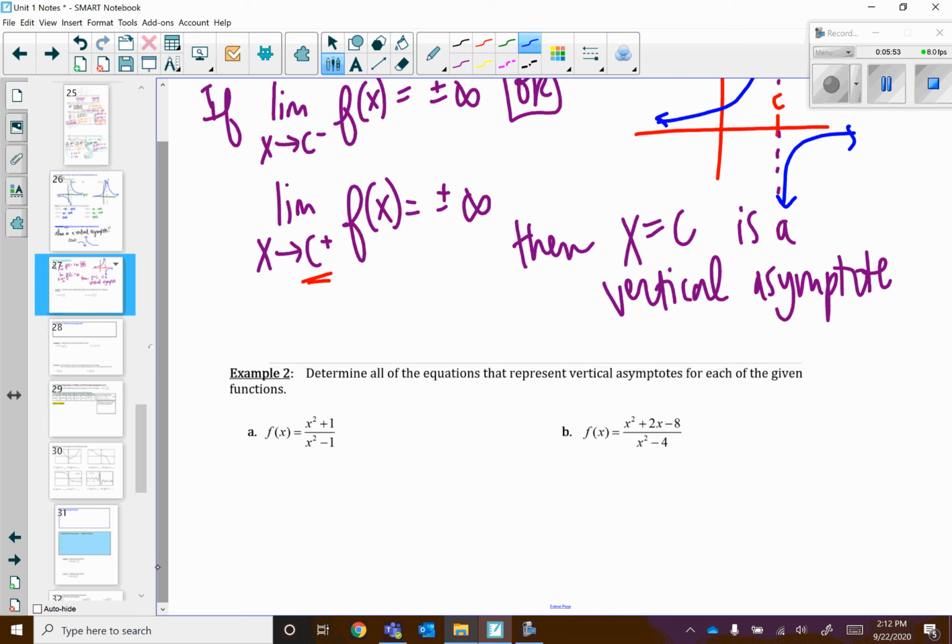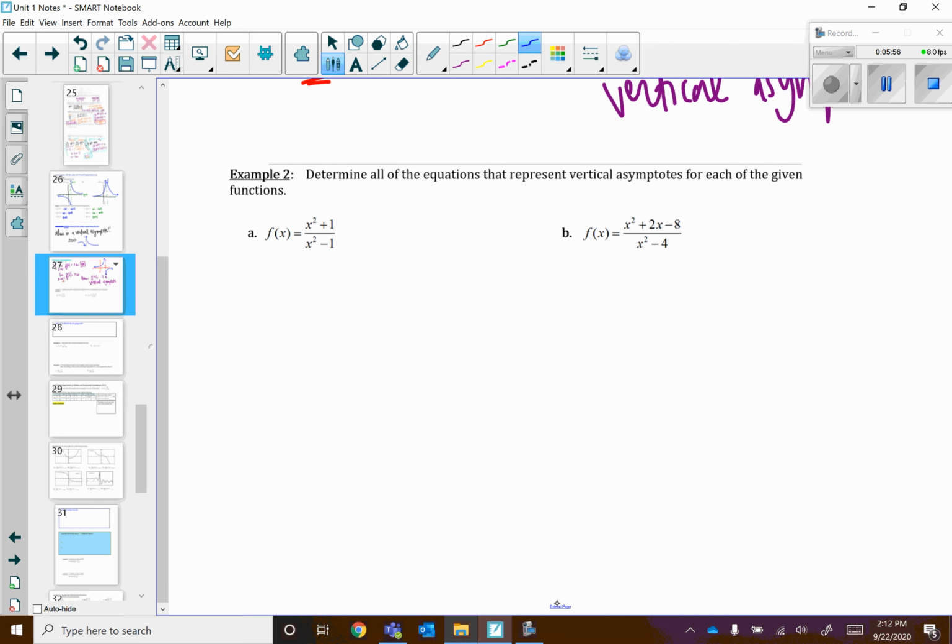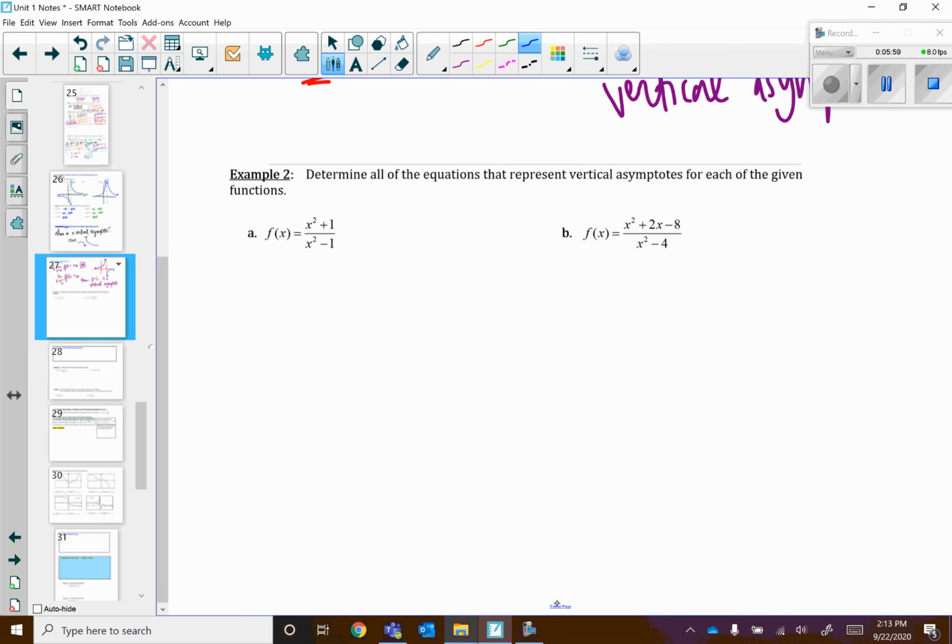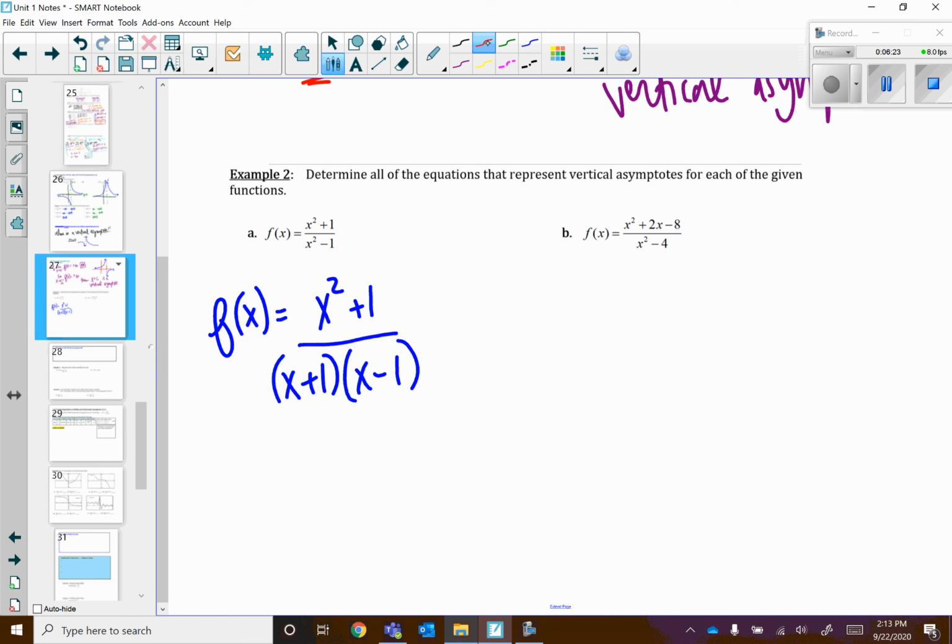So this next example says, determine all of the equations that represent vertical asymptotes for each of the given functions. What do we remember about finding vertical asymptotes? Well, we find them by finding the zeros of the denominator. So for this first one, I can't factor the top, x squared plus 1, but the denominator is the difference of squares. So x squared plus 1 does not factor, but we have (x plus 1)(x minus 1). So that means our vertical asymptotes for this first one are x equals -1 and x equals +1.